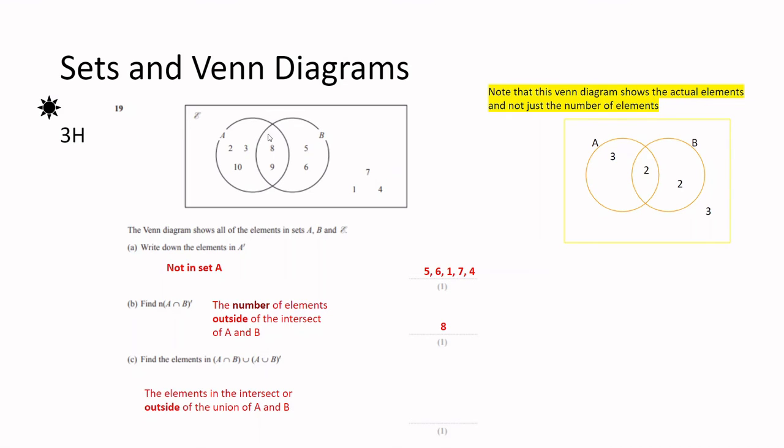The intersect of A and B is this 8 and 9. And the union of A and B is everything that's in A or in B, including the intersect, so including the 8 and 9. But we want to list the elements that are not in the union of A and B, so not in this region here. That's the 1, the 7, and the 4. So the elements in the intersect or outside of the union of A and B includes all of those. That's 8, 9 because they're in the intersect, and 1, 7, 4 because they're outside the union.